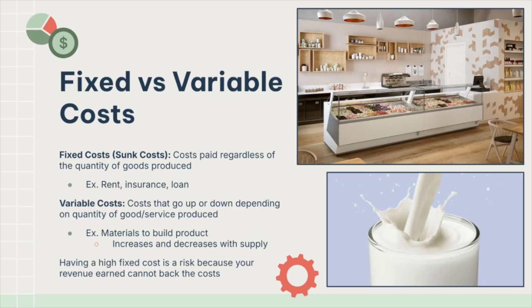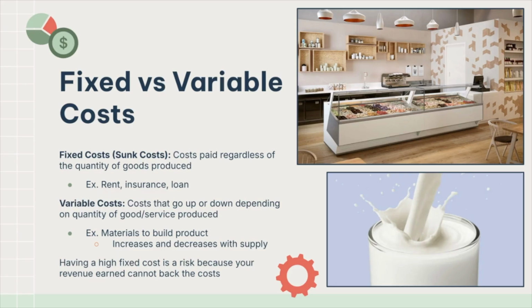For example, if I'm starting a restaurant, then things like my rent, insurance, and loan will all be fixed costs. Even if I'm making more food, the fixed cost does not increase. The variable costs, on the other hand, are costs that go up or down depending on the quantity of goods or service produced. For example, the materials needed to build a product or the ingredients needed to make my food. As the supply increases, the more food or products that I sell, the variable costs increase or decrease as well.